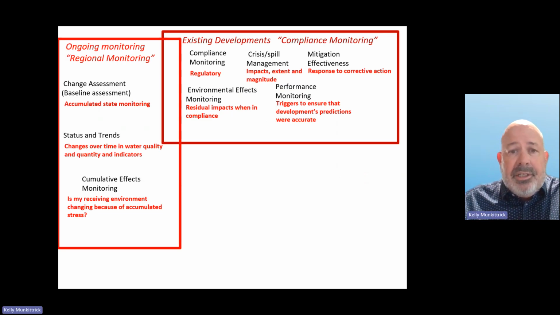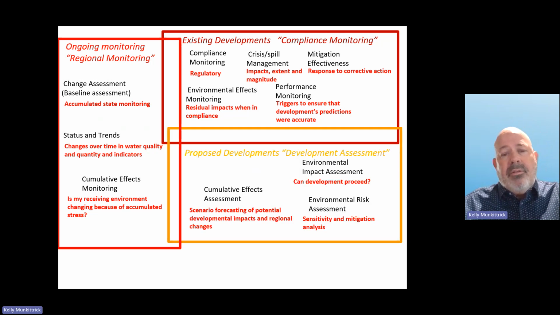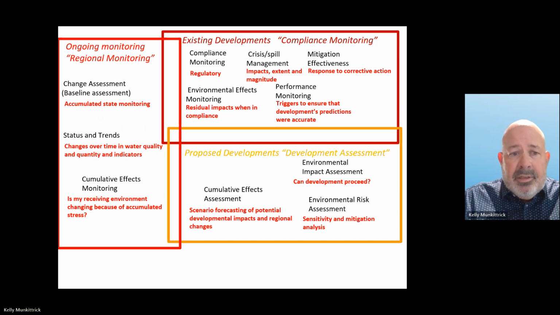I mentioned the existing monitoring that industry does. The regional monitoring, there's a new type there called cumulative effects monitoring. I'll come back to that later. There's also monitoring associated with proposed developments, with environmental impact assessment development, with cumulative effects assessment, and with environmental risk assessment, which go into the environmental impact assessment process. So in total here, we have 11 different types of monitoring that go on in many basins.